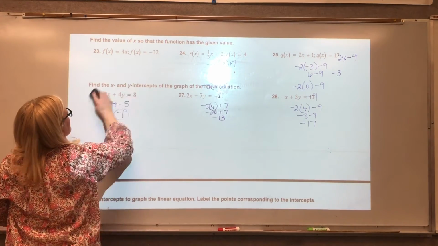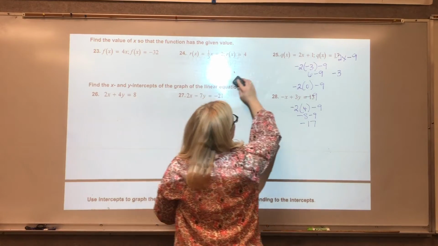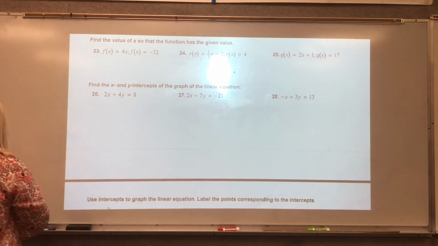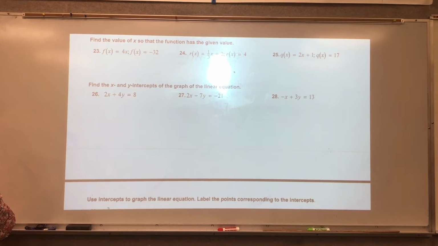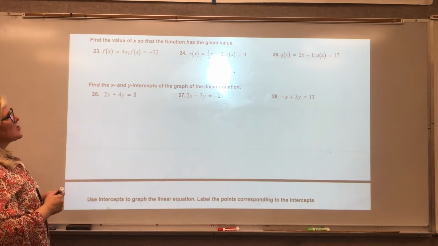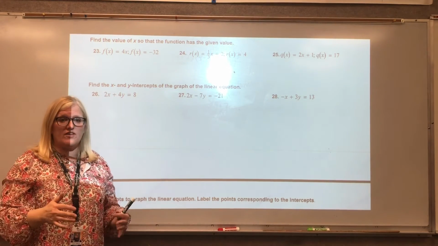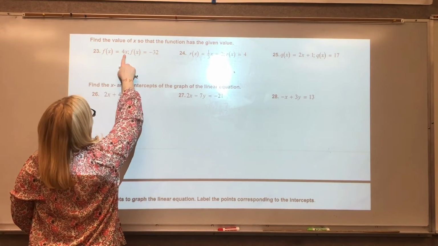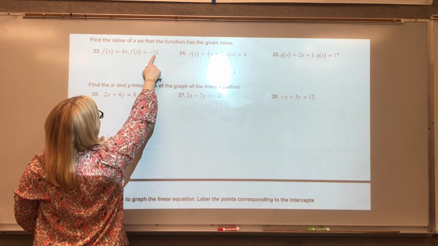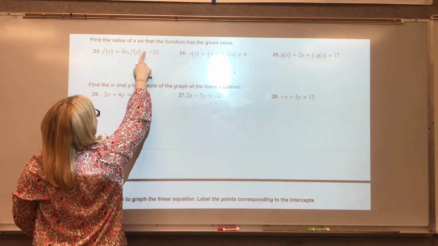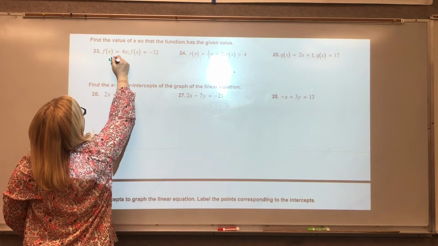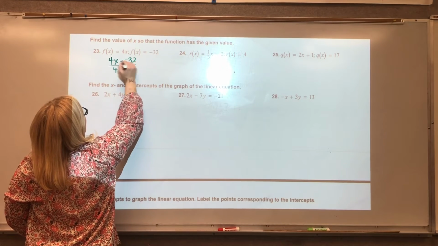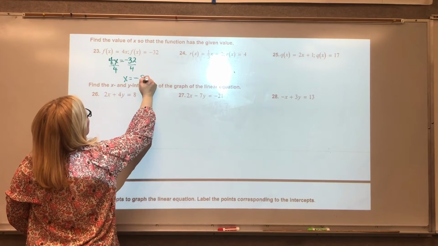Right here. Okay, now I know these next ones were a little tricky for kids. I'm hoping that it's not too bad when I show you. Okay, so find the value of x so that the function has the given value. So this time we're solving for x like a normal problem. Okay, so this tells me that f of x is 4x and f of x is negative 32. So that means that these two are also equal to each other. So I have 4x equals negative 32. Divide by 4. I have x equals negative 8.